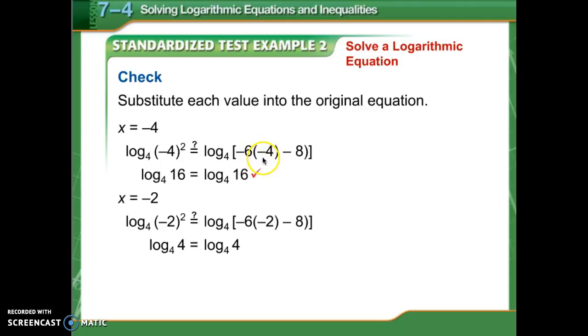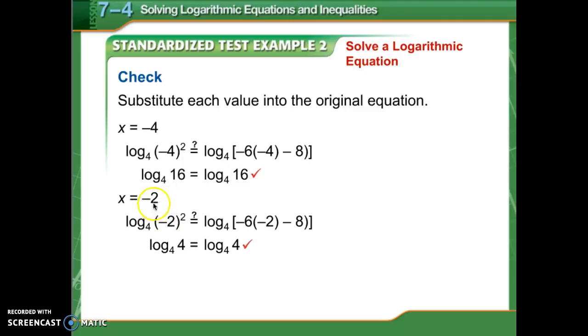If you plug in negative 4 on the right side, negative 6 times negative 4 is negative 24, minus 8, or sorry, this is positive 24. Negative times negative is positive. Oops. 24 minus 8 is 16. We see that the numbers match, so obviously the equations are true.